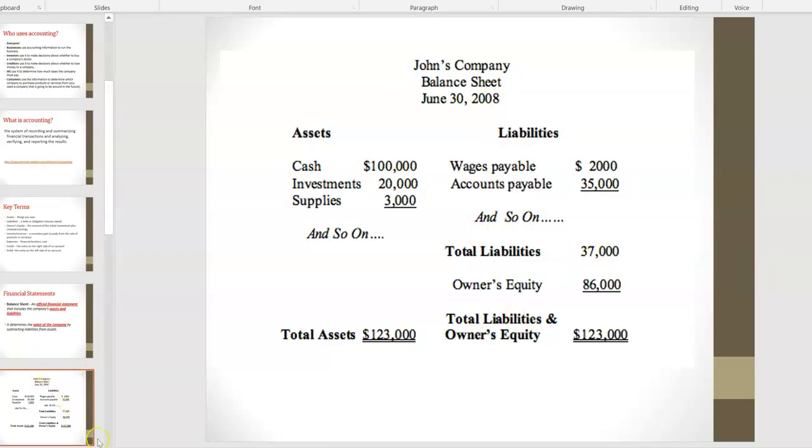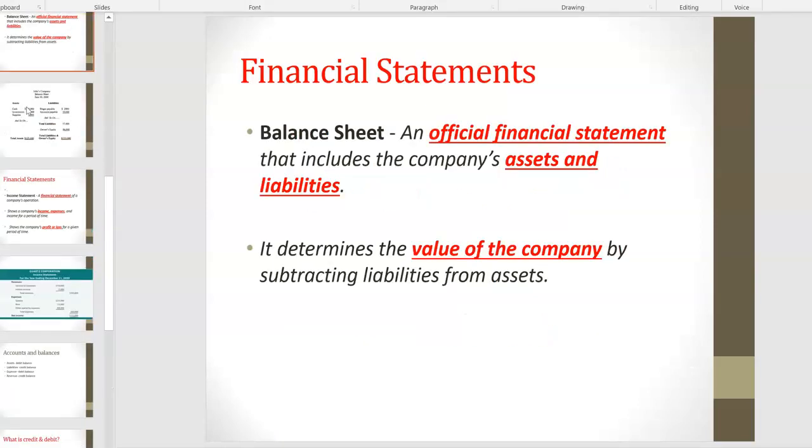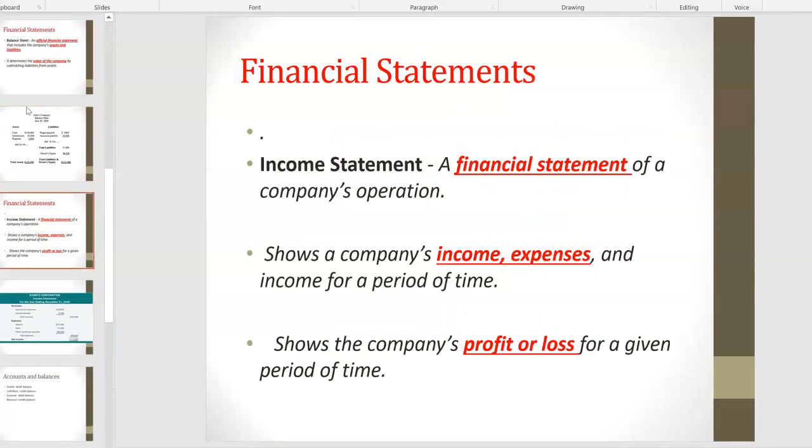Moving on. The next financial statement that we want to look at is an income statement. An income statement basically shows what money a company has coming in for a period of time. It shows what expenses they paid for a period of time. And ultimately, it shows whether or not a company had a profit or a loss.